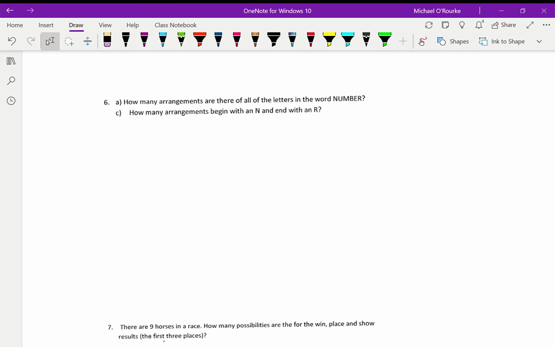Number six here. How many arrangements are the letters? How many arrangements begin with N and end with R? So how many letters are there? One, two, three, there are six different options here. Okay. So how many arrangements can I make if I have six? Two, three, four, five, six. Well, I would have six options for the first letter. Five, then four, then three, then two, then one. You could also write this as six factorial, or you could write it as 6P6. If you multiply all those together, it's 720.